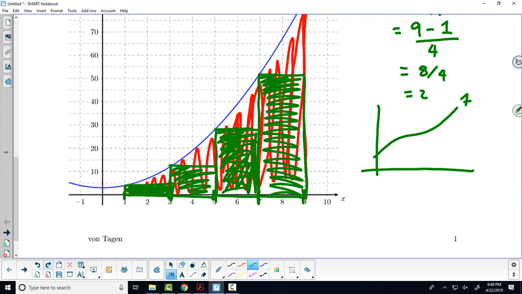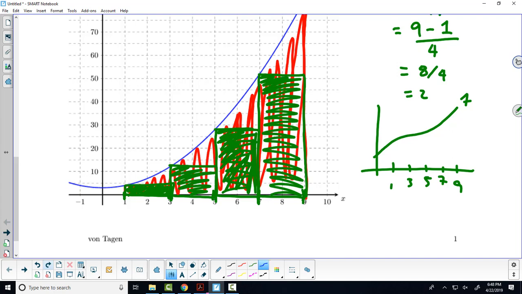Then I put my left endpoint, which was 1. I put my right endpoint, which was 9. Then I use my delta x to construct all the other intervals. Delta x is 2, so 1 plus 2 gives me 3. 3 plus 2 gives me 5. 5 plus 2 gives me 7. You see how I'm basically getting the same picture, building it from scratch. I'm not actually concerned with what the function looks like, but this is the critical part.